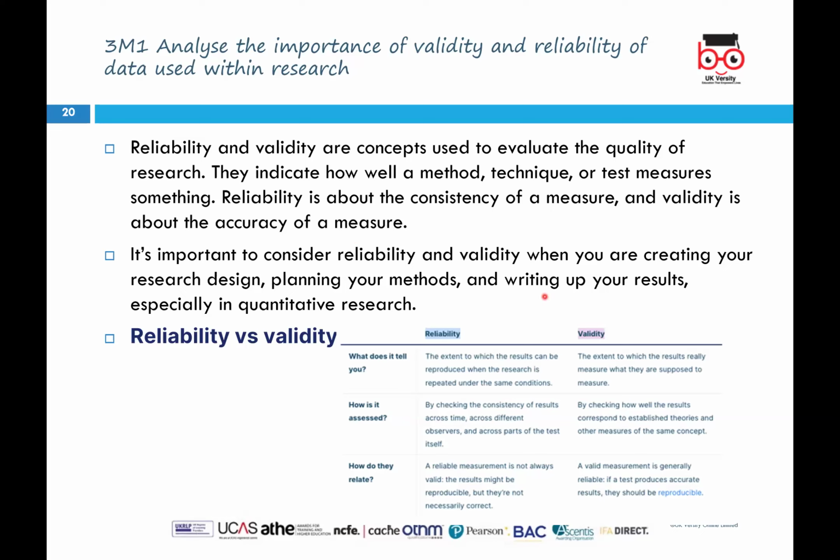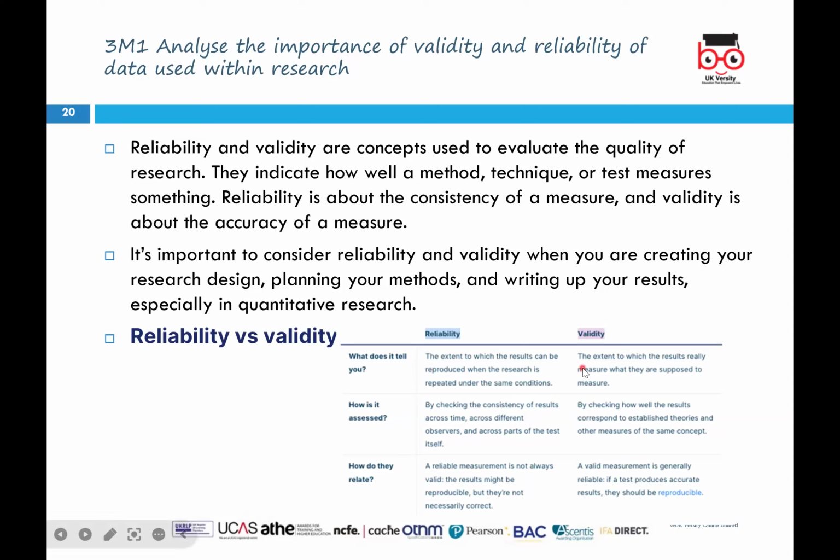It's very important to consider reliability and validity throughout your research. It starts from the research design, planning your methods, and writing up your results, especially in quantitative research methods. Reliability versus validity, what's the difference? So what does reliability tell you? It tells you the extent to which the results can be reproduced when the research is repeated under the same conditions. That means every time I use this method to detect disease, it will give me the same result.